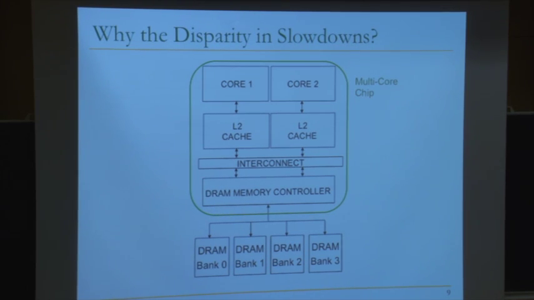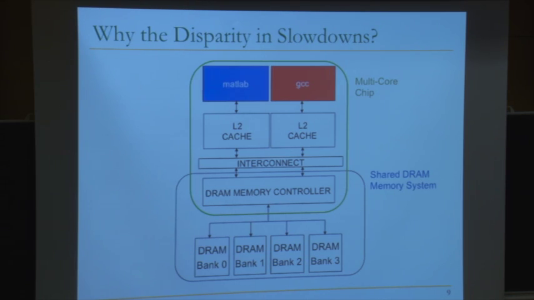So why do you get disparity in slowdowns? This is the system. This is what the system is like: core 1, core 2. You have these caches, interconnect, memory controller, and memory banks. This part is shared between the 2 cores. And we're running MATLAB and GCC, 2 applications.